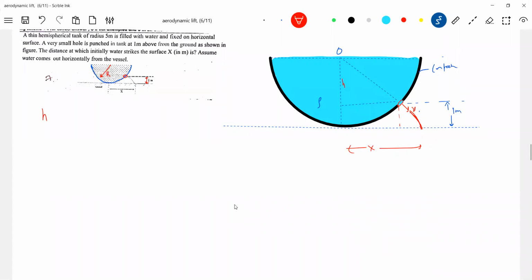So what is h? h should be equal to R minus, let's take this as capital H, R minus capital H. 5 minus 1, 4 meter. So what is the velocity of efflux? Root of 2gh. That we got. Okay, no problem. Let me take this as theta.